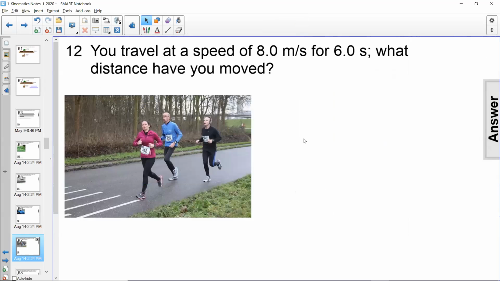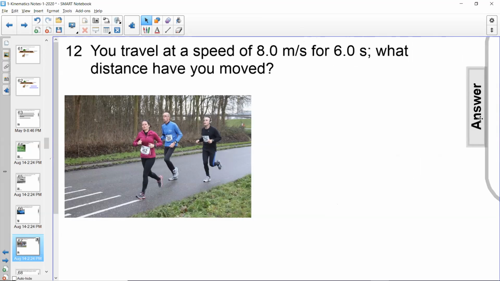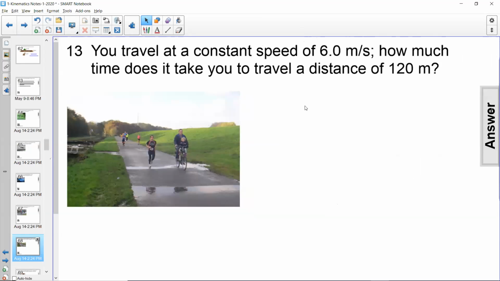All right, you travel at a speed of 8 meters per second for 6 seconds. What distance have you moved? All right, good. So same as before, the speed multiplied by the time cancels seconds and tells us we would have moved 48 meters. Two questions to wrap it up here. You travel at a constant speed of 6 meters per second. How much time does it take you to travel a distance of 120 meters?